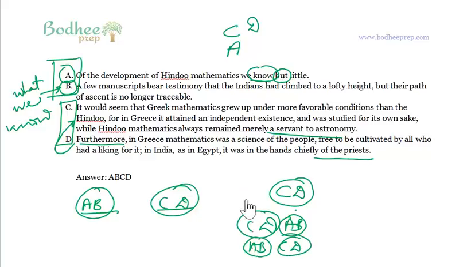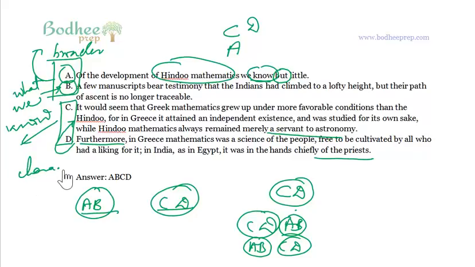Now, if you logically understand, AB is a broader idea. Why is it a broader idea? Because it speaks broadly about what we know about Hindu mathematics. And then it speaks about characteristics of Hindu mathematics, which we can learn from the few manuscripts of the development of Hindu mathematics. We know but little. So Hindu mathematics, as such, has become the broader idea. And understand, you must keep a broad idea first, followed by the specific idea.